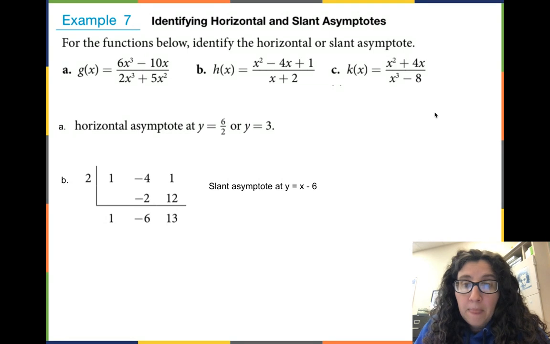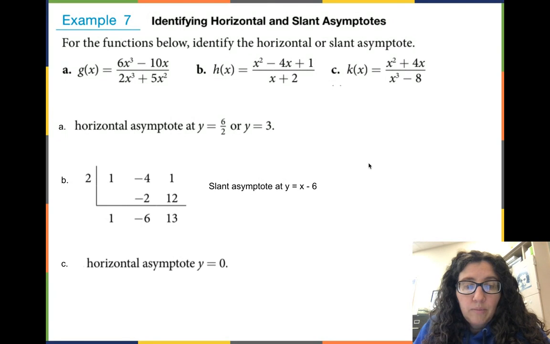Okay? All right, let's look at case 3. The degree of the denominator is bigger than the degree of the numerator. So the asymptote is going to be at y equals 0 at the x-axis. Why is that the case? Well, when x gets really, really big, this gets bigger than that, right? This ratio goes to 0. So, sure enough, horizontal asymptote at y equals 0.